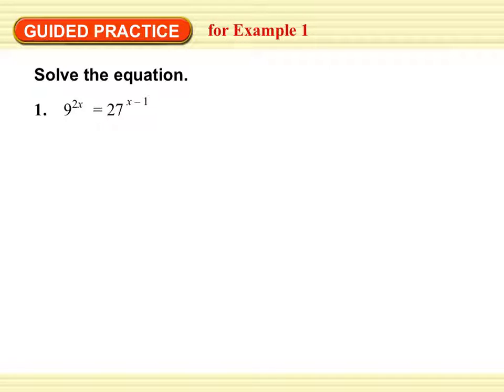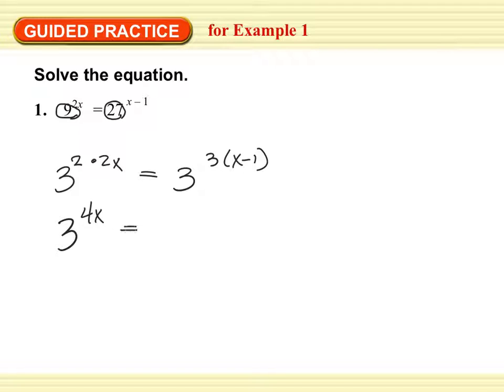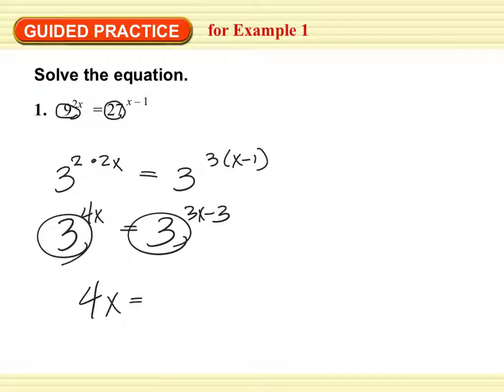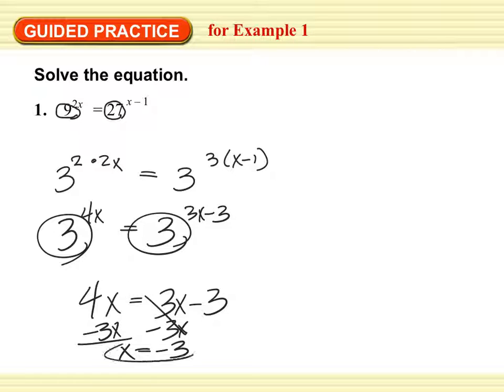Again here, let's see, I have a base of 9 and a base of 27. A common base for both of those would be 3 squared and 3 cubed. Right, simplify. 3 to the 4x, 3 to the 3x minus 3. Now when I have the same base, I can take those exponents and just set them equal to each other and solve. So x equals negative 3, which is true.